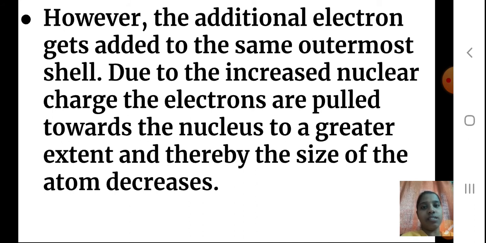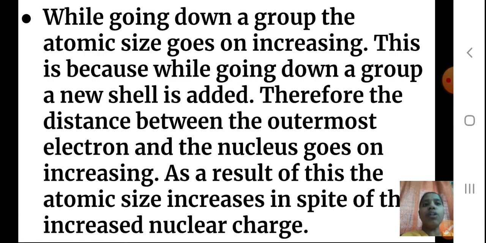Okay students, going left to right in a period is over. Now when you go down a group, the atomic size goes on increasing. Why? This is because while going down a group, a new shell is added. Therefore, the distance between the outermost electron and the nucleus goes on increasing, because the number of shells increases. As a result, the atomic size increases in spite of increased nuclear charge. Nuclear charge is increasing, but atomic size also increases. I hope students it's clear now.